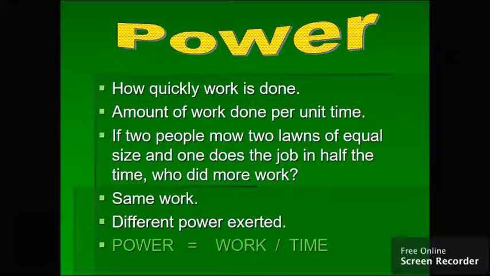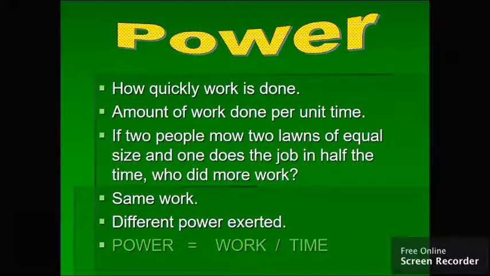So if two people mow two lawns that are the same size, and one does the job in half the time, who did more work? The answer is they did the same amount of work. Because if you're pushing the lawnmower and you have to go back and forth so many times, you've applied a force over a distance. Both those people applied the same force over the same distance, so they have the same work. Now, the person who pushed the mower faster did the job in half the time.